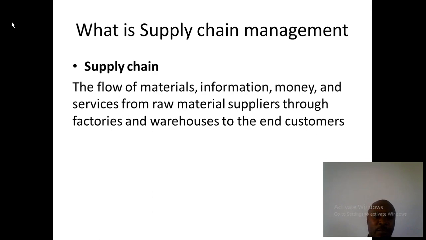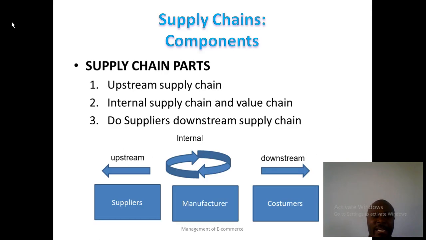Now let's look at the components of supply chain management. Supply chain management has three basic components. One, upstream supply chain. Two, internal supply chain and value chain. Three, downstream supply chain.